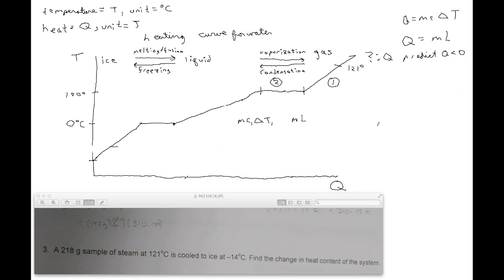And then we're losing a little bit more energy, and we are getting down to 0 degrees Celsius. So we're going to use Q equals MC delta T again for our third equation. And also Q total is equal to the sum of all Q's. And then the fourth one is, since we have liquid at 0, we're going to lose a little bit of energy and go from liquid to ice. So that is Q equals ML, where liquid goes to ice. And then the last one is changing the temperature from 0 to negative 14, where Q is equal to MC delta T.